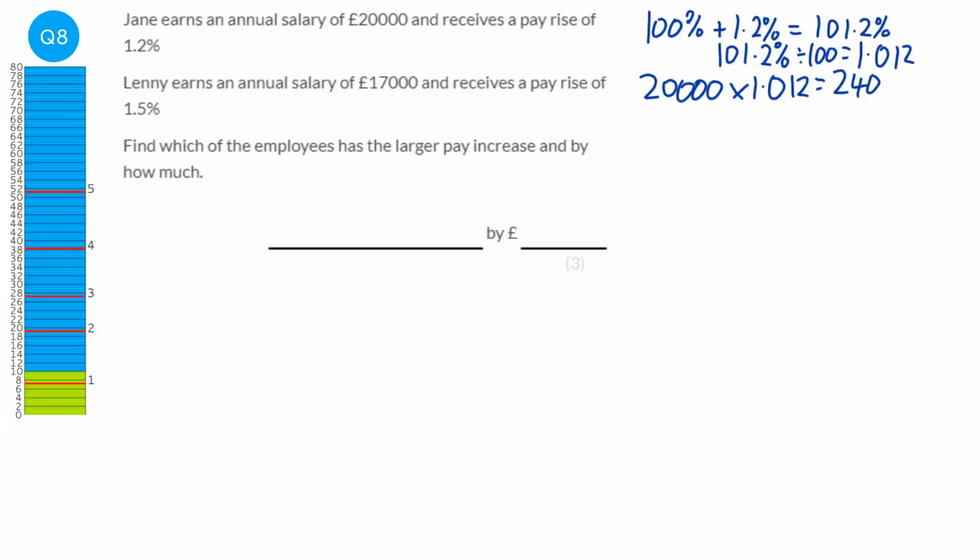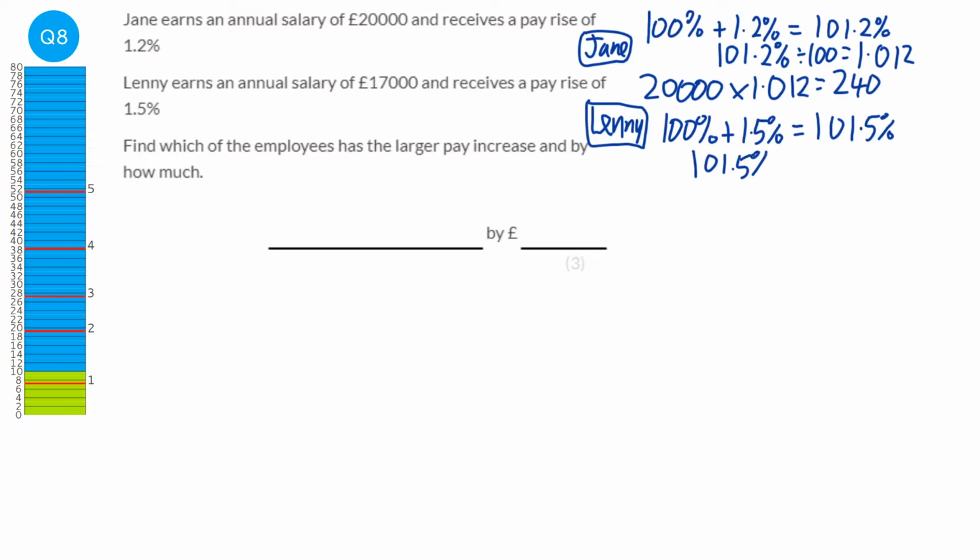Next we do the same for Lenny, so that is Jane. And so let's do Lenny. And so that's 100% plus the 1.5% will be 101.5%. Make that a multiplier, 101.5%. We divide that by 100, which gives us 1.015, and then finally what we do is we get the 17,000 times it by the multiplier, and when we do that we get 255.